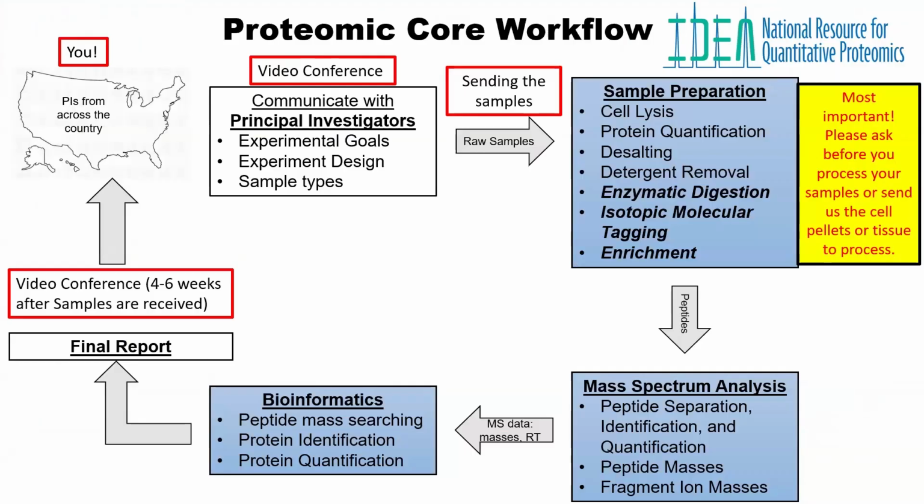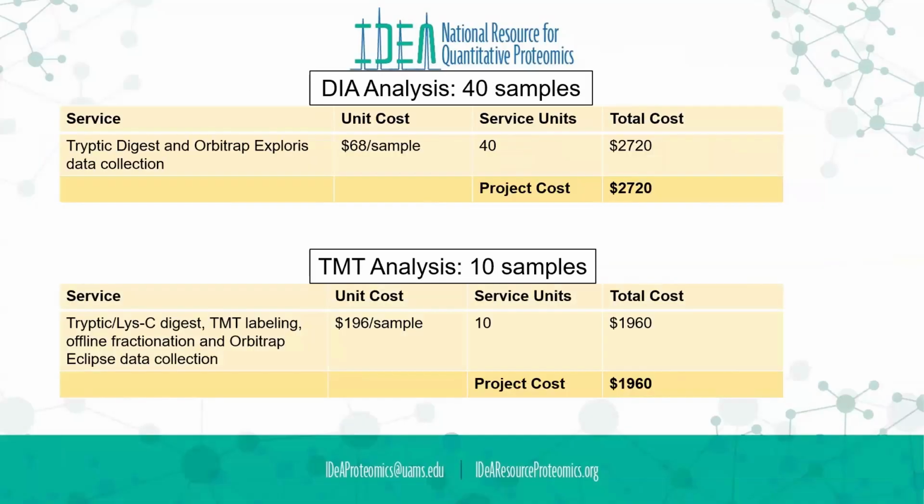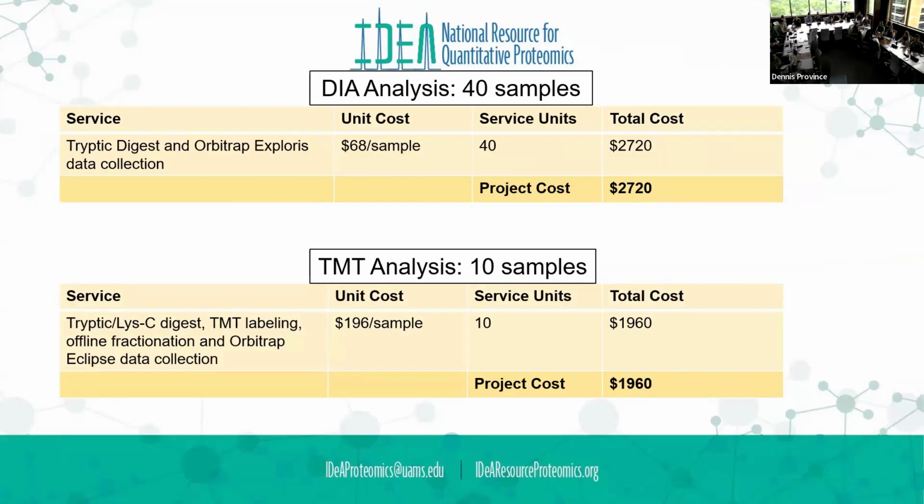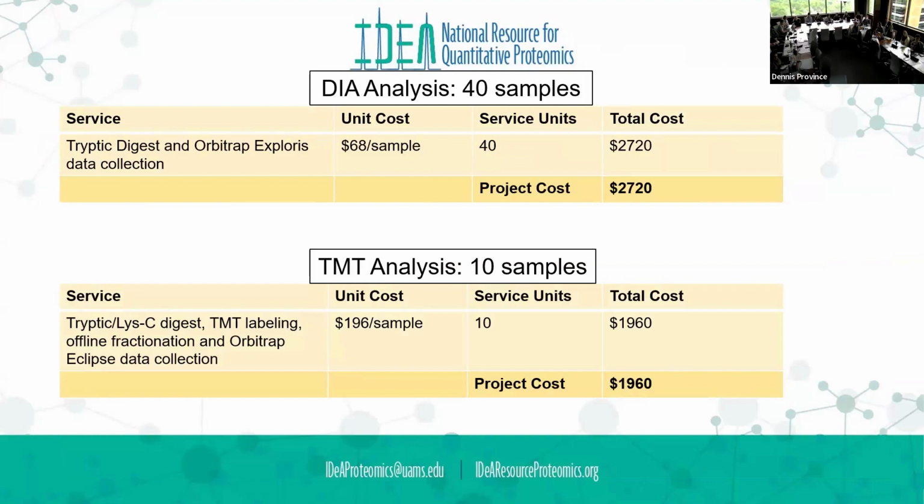Oh, hi. I have a small question. Could you go back to the price part? So for the DIA service, if we digest the samples by ourselves, it will be $27. And if you do the whole service, the full service, it will be $68 for one sample. You mean if you do the digestion or you do the lysis? Which are you talking about? The DIA part. So if we do the digestion, it will be 27, or is that for the TMT? I get confused here.